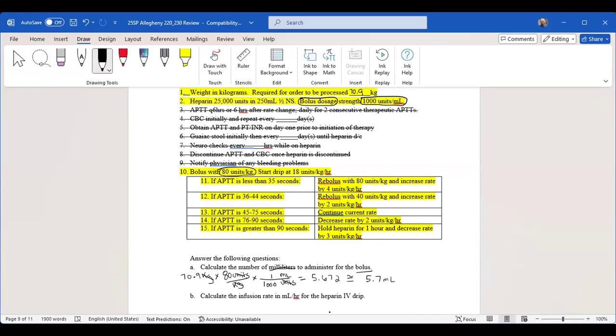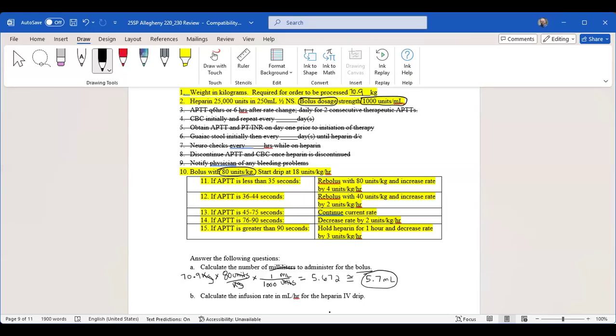I will say that the trick to this is knowing what information to use. Even when it's rewritten and everything's kind of there, you still need to know to use the bolus dosage strength for the bolus dose calculation, and the IV strength or IV concentration for the infusion rate. Okay. So that's how you answer that question. So that's 5.7 milliliters.